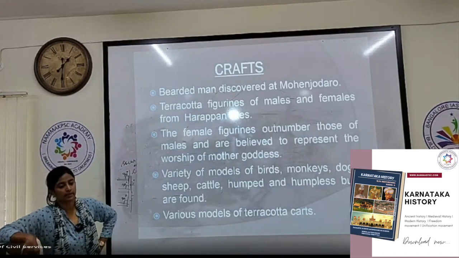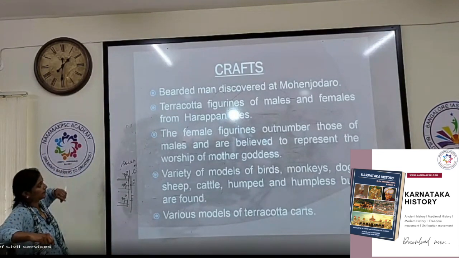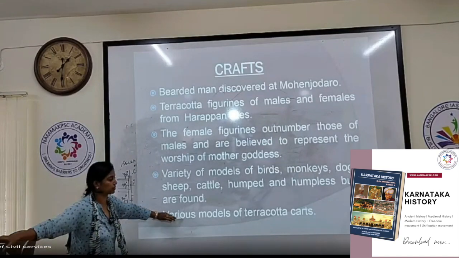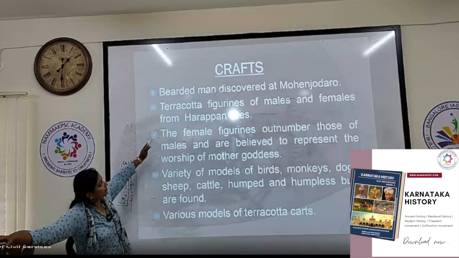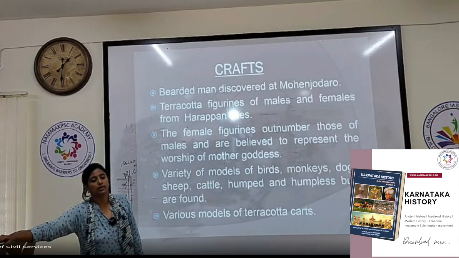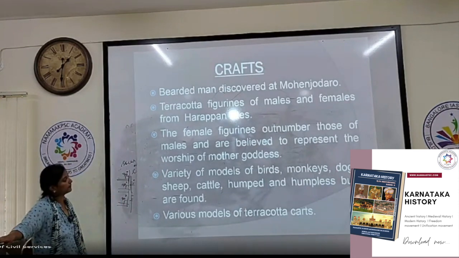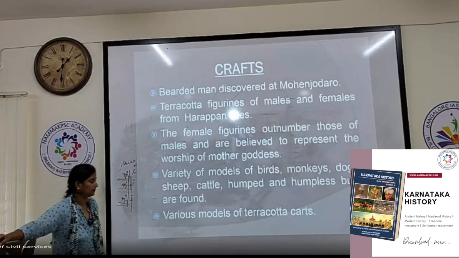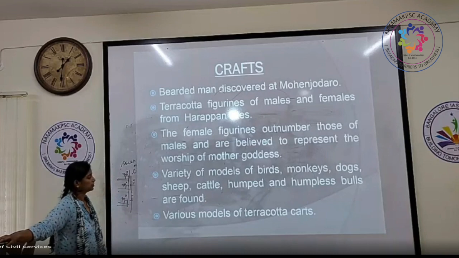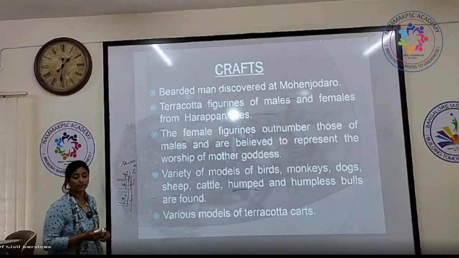Terracotta means clay-made ornaments. In terracotta we see male and female figurines, and also a lot of toys. Various models of terracotta carts were there, and various male and female figurines were developed as a craft. They might have represented the religion that they believed in, so for worshipping purposes they would have developed them, is what we believe. And we also find a lot of other things which they saw around them, that is birds, monkeys, sheep, cattle, humped bulls. The humped bull is another significant feature that you will see in their crafts.